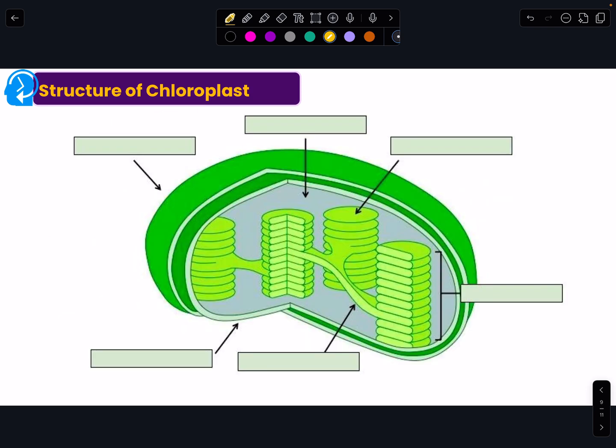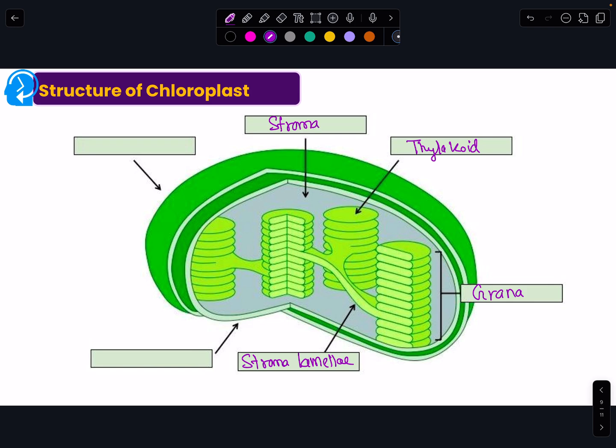Now moving ahead, this is one question that I have here. We are going to label these parts. So let's begin. A single disc-like structure, what did I say we call it? We call it a thylakoid. Then the group of thylakoids, what do we call it? We call it grana. And the various grana are connected together with the help of these stroma lamellae. And the ground substance present in the chloroplast, we call it stroma.